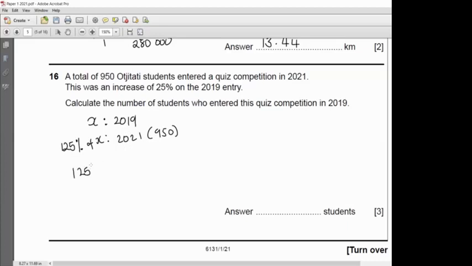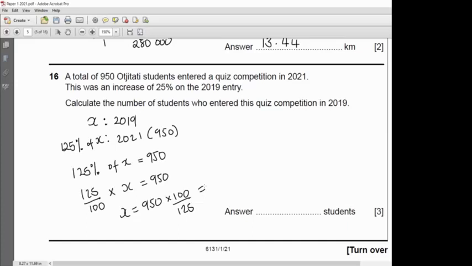So I have 125% of X. This is equal to 950. And then we know that 125%, this means 125 over 100 of, we can write it as times X. This is equal to 950. Then we would multiply by 100 on both sides and divide by 125. So X is equal to 950, multiply by 100 and divide by 125. So this you just type in on your calculator. This gives 760. So there were 760 students that entered the quiz in 2019.